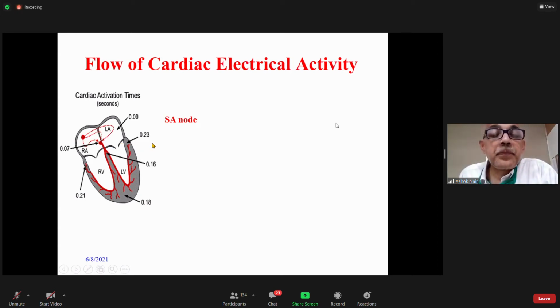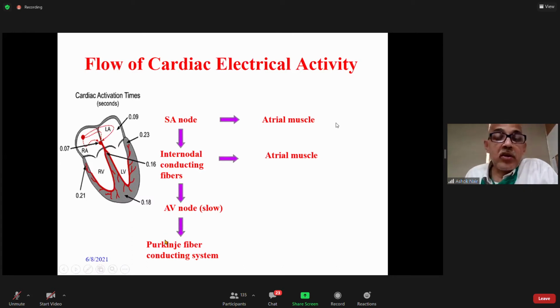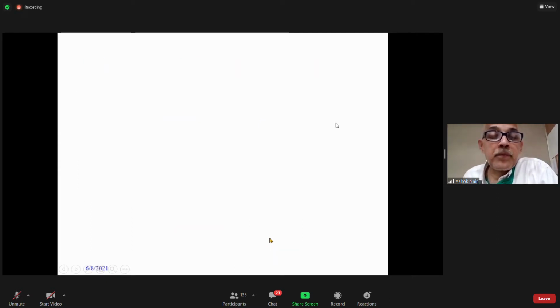Okay. Now, when the SA node depolarizes, the impulse will spread through the internodal branches to the atrial musculature. Atrial musculature will depolarize. The impulse reaches the AV junction. At the AV junction, it slows. The impulse will then pass through the bundle branches and Purkinje fibers, causing the ventricular muscles to get depolarized.